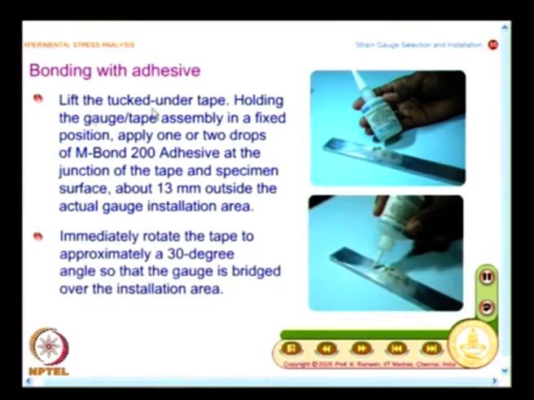So, you have to lift the tucked under tape, holding the gauge tape assembly in a fixed position, apply 1 or 2 drops of M-Bond 200 adhesive. You also have equivalent adhesives at the junction of the tape and specimen surface. Then you need to immediately rotate the tape to approximately a 30-degree angle, so that the gauge is bridged over the installation area. This shows the sequence of steps, and you will see an animation which will show you how quickly this is done.